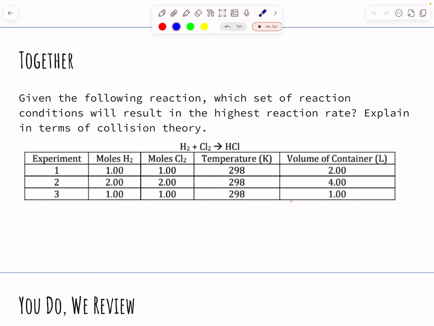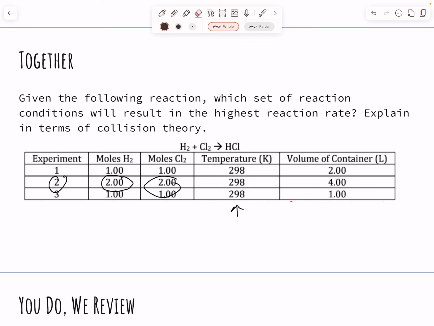So if I look at all these, let's talk about what we're looking at here. They're all three at the same temperature. Experiment 2 does have more moles, so that's worth noticing. However, look at the volume of the container. It's 4 times the volume of the container of experiment 3. So we want the one in the smallest container, because that means we're going to have the highest pressure and therefore more chance of likely collisions.